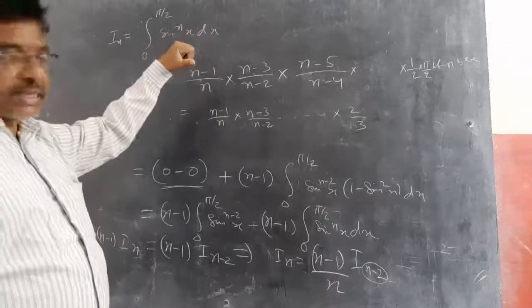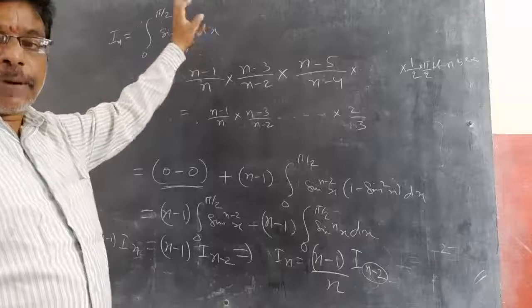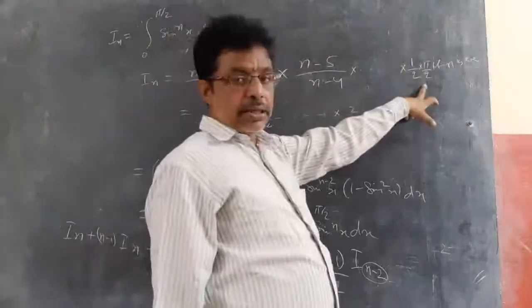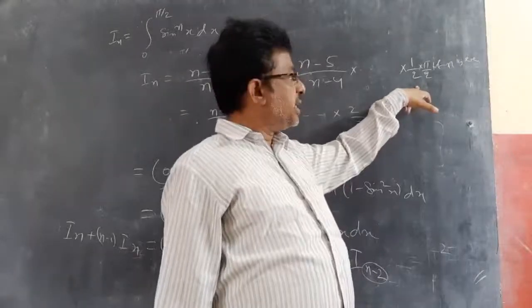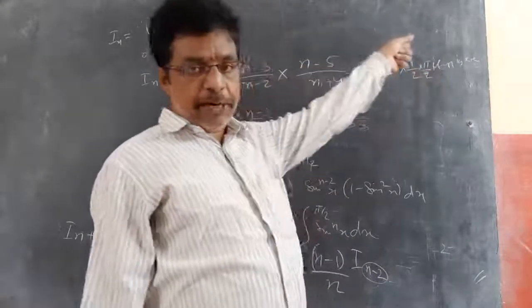Integral of 1 dx is x, between the limits 0 to pi by 2. So upper limit pi by 2 minus 0, you will get pi by 2. Like this, if n is even, you will get 1 by 2 as the last term, into I naught. I naught is pi by 2 here.